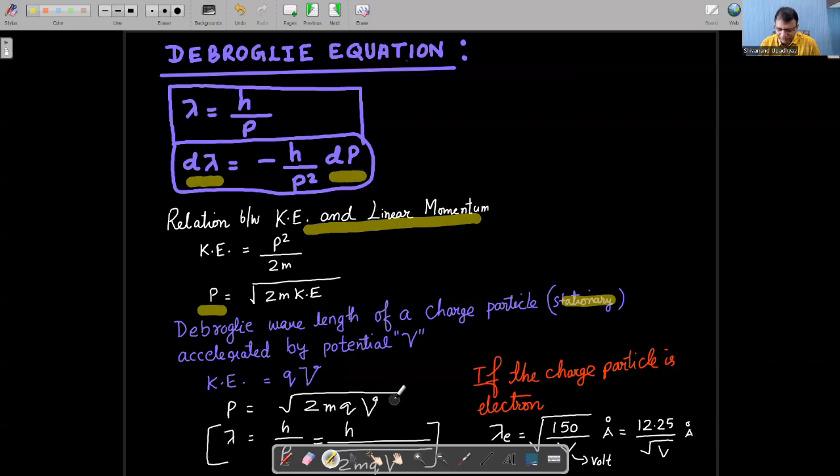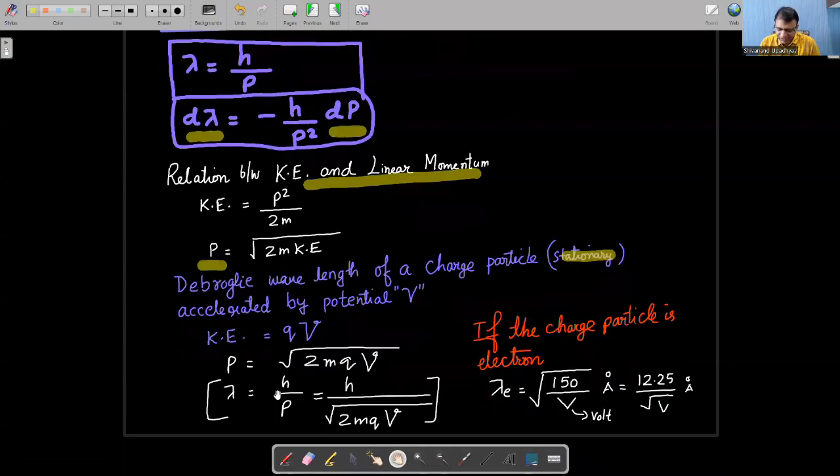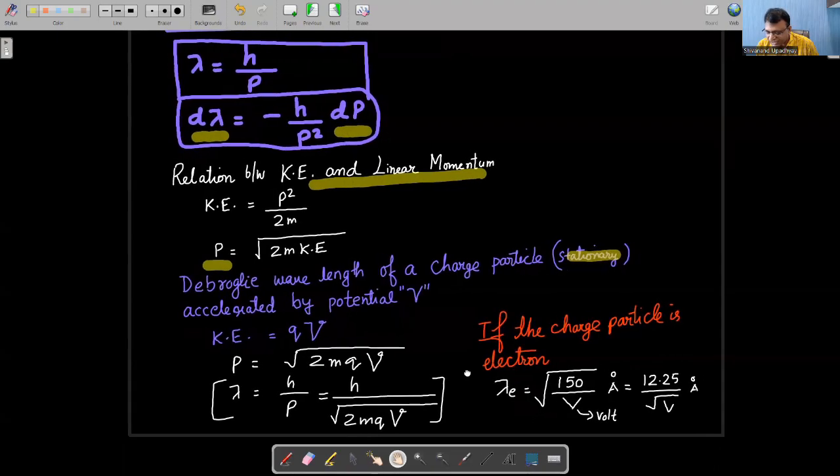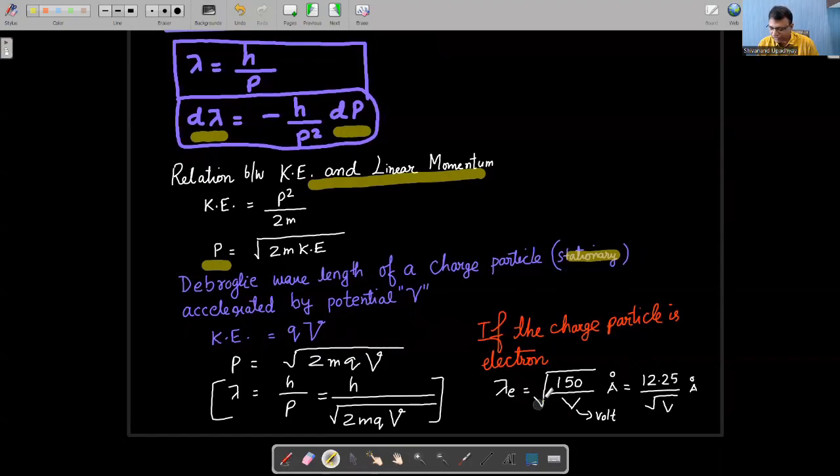If I place this value of linear momentum in the formula, I can write that lambda is equal to h upon under root 2mQ into V. And if this charged particle is electron, we know the mass of electron, charge on electron and Planck constant. If we put all these values, this value is equal to under root 150 divided by V, where V is the volt applied to accelerate that electron. So this is valid only for electron. If the charged particle changes, this formula will change. So be careful about that when you are applying, because this is a very common formula.